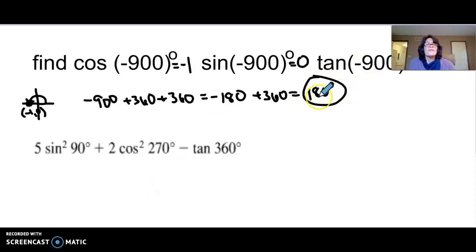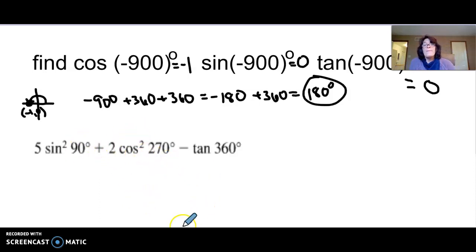Tangent of negative 900 is the same as tangent of 180. We're going to take the y-coordinate divided by the x-coordinate. 0 divided by anything is 0. Okay, so you use your coterminal angles and what you know about the sine, cosine, and tangent of our quadrantal angles.